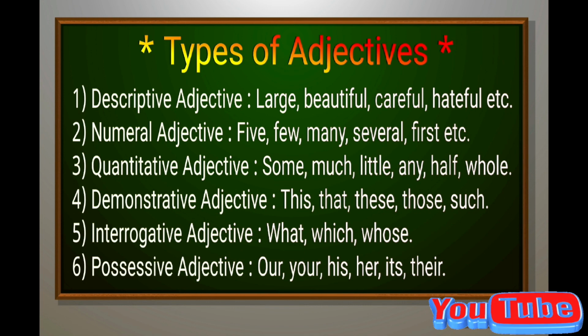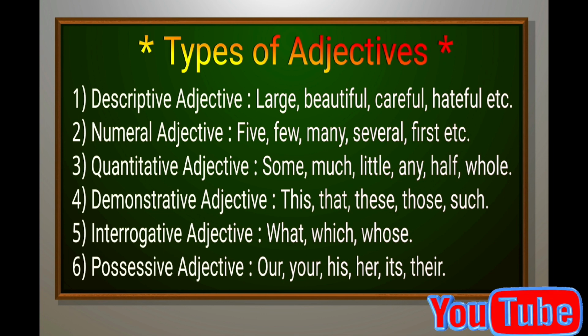Next, types of adjectives. First, we see descriptive adjective. It is one that shows the kind and the quality of a person or thing. For example, large, beautiful, careful, hateful, etc. Second one, numeral adjective. Numeral adjective is the one that shows the numbers or a serial order of persons or things. For example, five, few, many, several, first, etc.